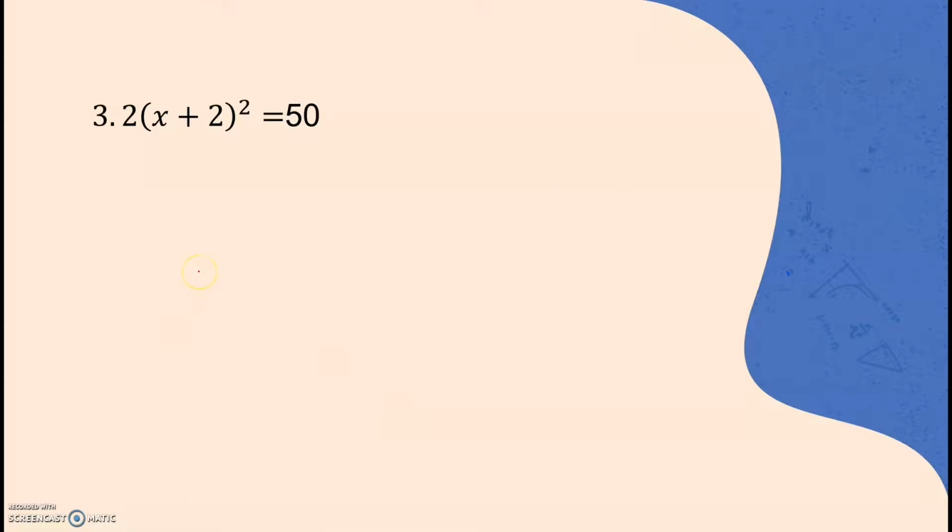Okay, next example is 2 quantity x plus 2 squared equals 50. So there are times that there will be coefficients in x here and also on the outside of the parentheses. If you encounter this kind of equation, just take the content of the quantity, the one inside, as a whole, like it's just one thing. Now to get rid of this coefficient, we have to divide both sides by 2.